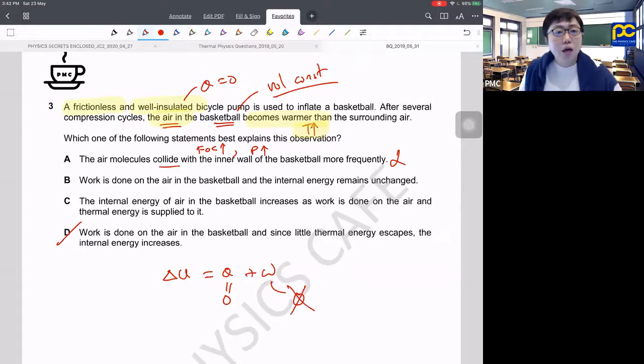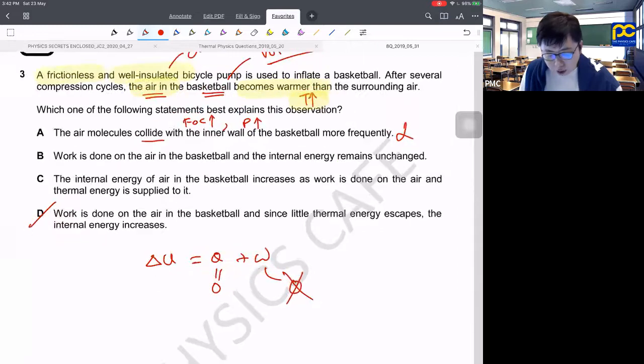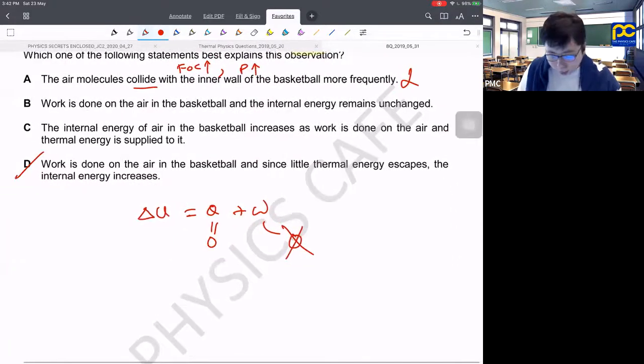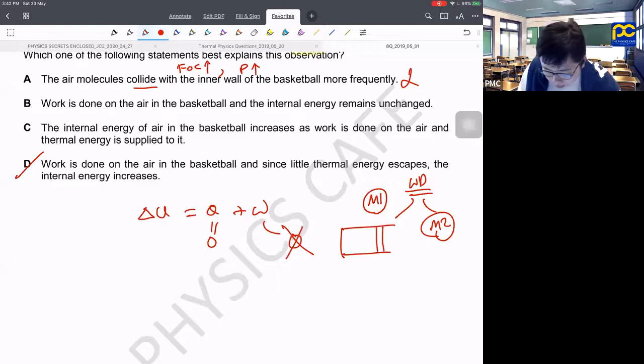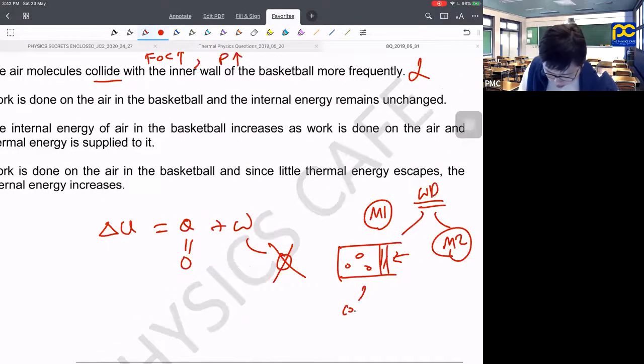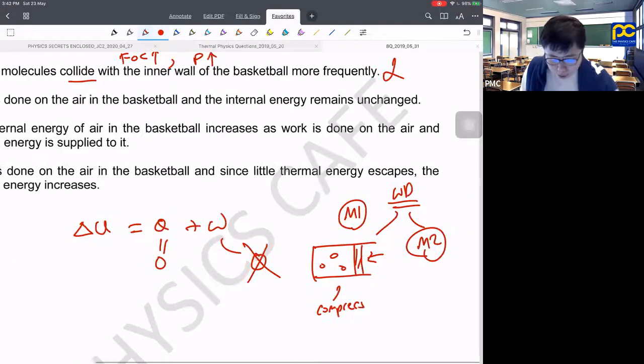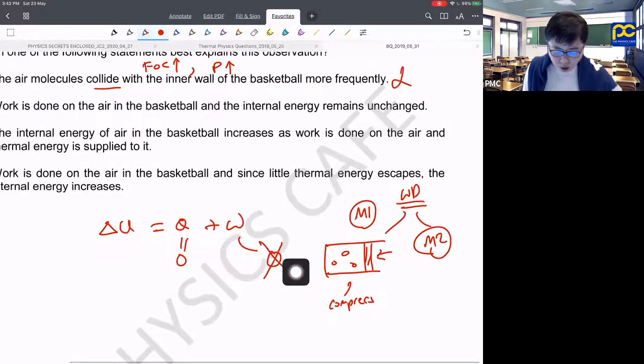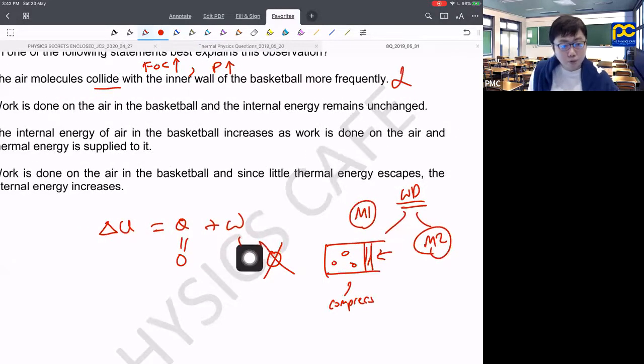Why? Because there are two different ways to do work. I have not taught you this in the additional lesson, I want to talk about it now. Let me show you the two ways. The first way is you compress the gas. Obviously, I'm not doing work by compressing the gas, because the volume of the basketball is assumed to be the same.